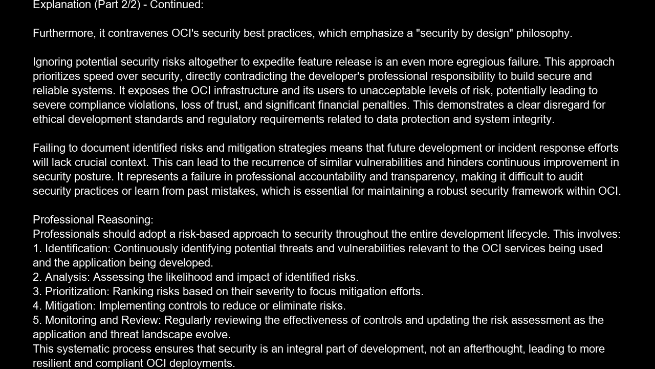3. Prioritization, ranking risks based on their severity to focus mitigation efforts. 4. Mitigation, implementing controls to reduce or eliminate risks. 5. Monitoring and review, regularly reviewing the effectiveness of controls and updating the risk assessment as the application and threat landscape evolve. This systematic process ensures that security is an integral part of development, not an afterthought, leading to more resilient and compliant OCI deployments.